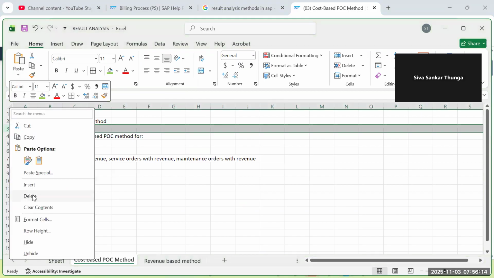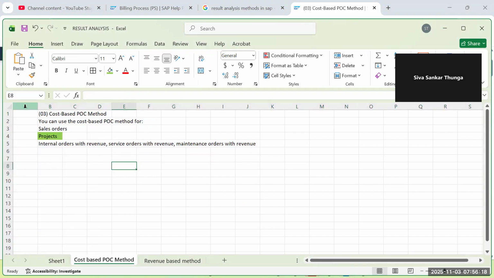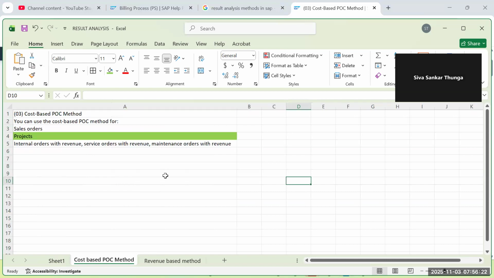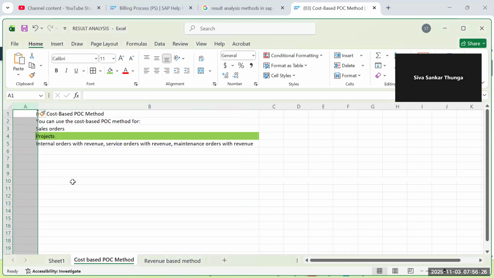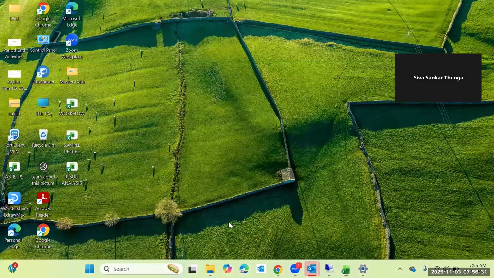Internal orders are actually only used in the old systems. Otherwise, mostly projects and PSC they are using. Internal orders they are mostly not using. You just remember this.